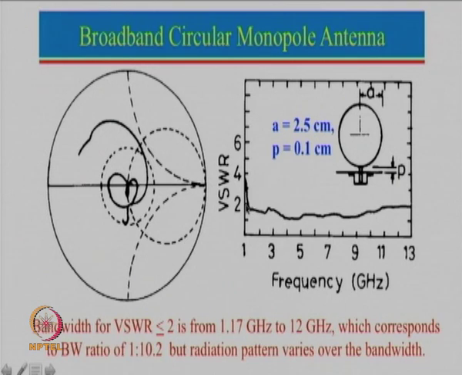If we draw a line here at VSWR 2, we can see that the bandwidth for VSWR less than 2 is from 1.17 gigahertz all the way to 12 gigahertz. You can see that even 13 gigahertz is almost within VSWR 2; it is slightly more than 2, but for practical purposes this entire bandwidth is there. However, there is one major problem with this configuration: the radiation pattern varies over the bandwidth, but we will come to that part a little later.